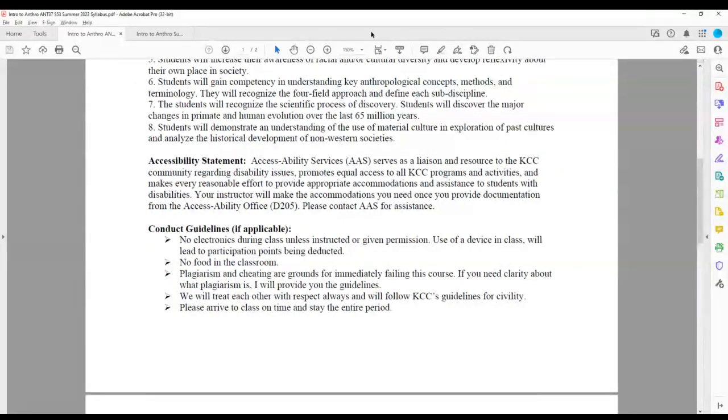Accessibility statement. The Accessibility Services serves as a liaison and resource to KCC community regarding disability issues, promotes equal access to all KCC programs and activities, and makes every reasonable effort to provide appropriate accommodation and assistance to students with disabilities. Your instructor will make the accommodations you need once you provide documentation from the Accessibility Office. Okay, please contact AAS for assistance. So this is pretty straightforward. If you have any accessibility issues, just shoot me an email or shoot an email to the office, and then they can email me, and then we'll get it sorted out. For my class, it's pretty straightforward. It usually results in more test time or more homework time. Either way, I can accommodate, no problem.